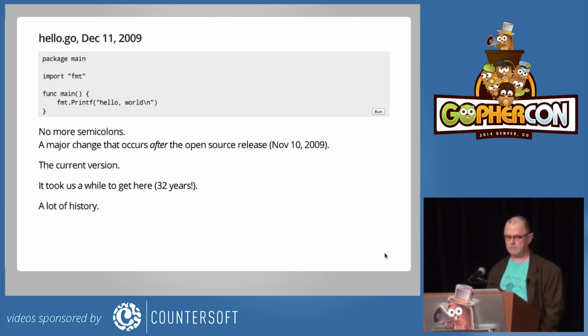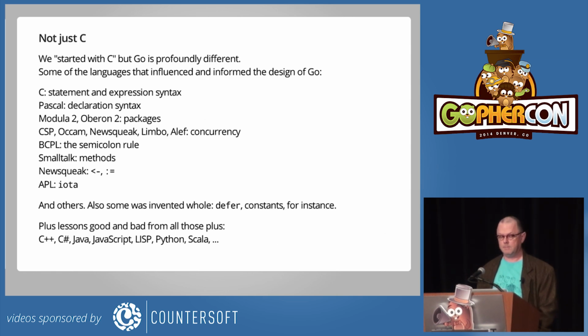And I want to talk a little bit more about that, because there's a lot of history in that sequence. But I want to make sure you understand that although we talked about C and the Hello World timeline starts with B and C, Go is not just some variant of C. It's actually profoundly different from C.